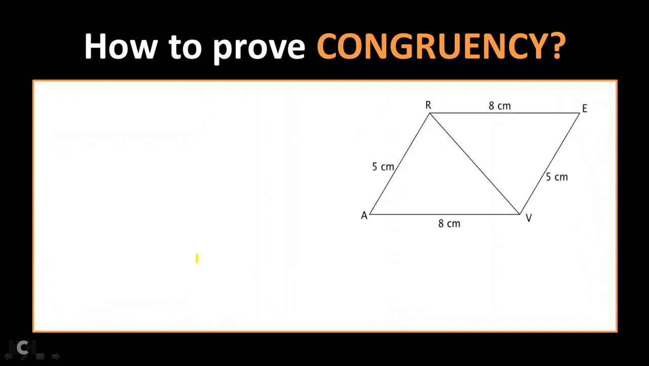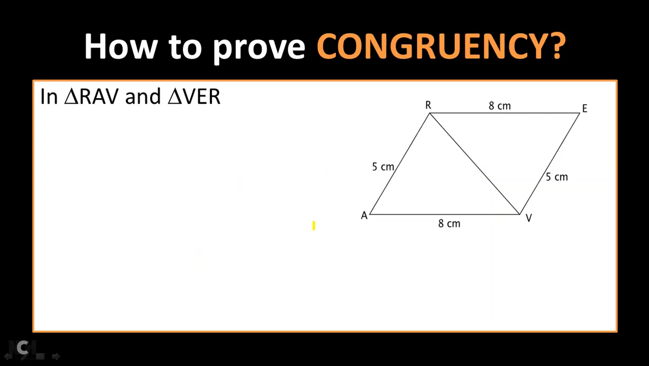Suppose I have a parallelogram REAV. Okay, and maybe they say to me I should prove the congruency between two triangles. So in there I have triangle RAV and triangle RVE. I hope you can see that in that parallelogram we have two triangles, so you must be able to separate the two.